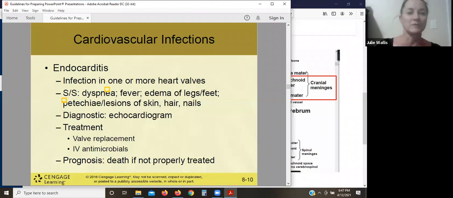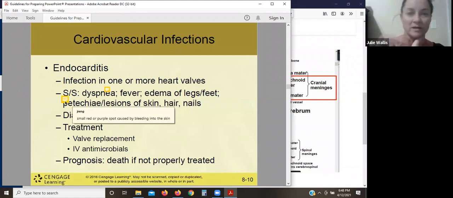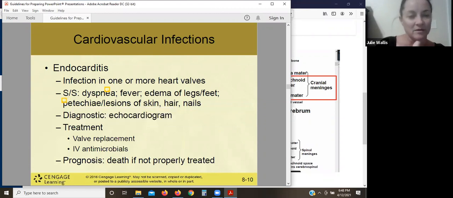Now we're moving on to cardiovascular infections. Endocarditis is when you have an infection of one or more of the heart valves. For signs and symptoms, I included in these little pop-ups any terms that I thought you may not be familiar with. So dyspnea is difficulty or labored breathing. Fever, edema is swelling of the legs or feet. Petechiae are small red or purple spots that can cause lesions or bleeding. And then changes to the hair and nails are also possible.